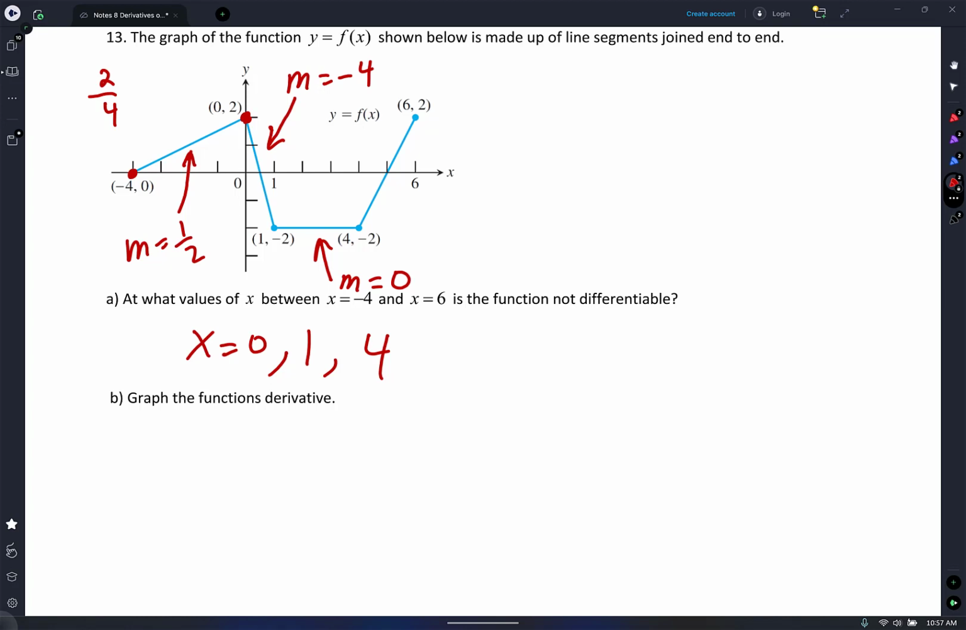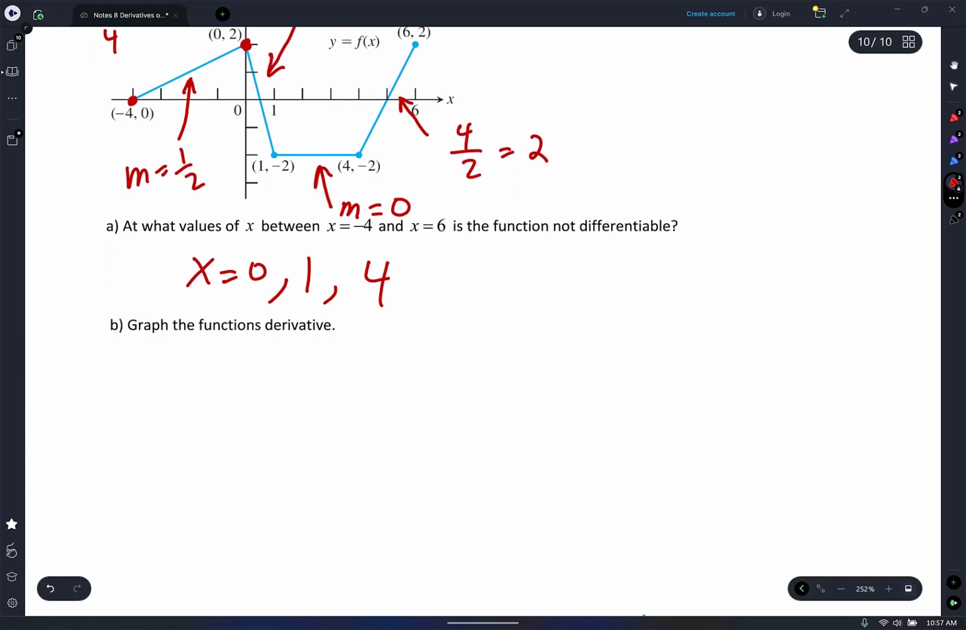Let's see, I went from -2 to 2. So I went up 4 times and I went to the right twice. So the slope there, 4 over 2, which equals 2. Oh, yeah, rise over run. Yeah, you're good, miss. Does everyone know how I got those values?